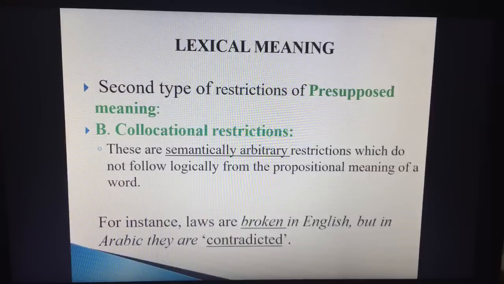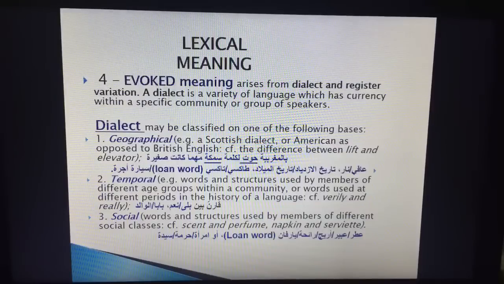There are also collocations, for example the word broken. When you say the laws are broken, of course you can't translate it as القوانين يتم كسرها, because in English they say broken, but in Arabic they don't. You say يتم مخالفتها, يتم نقضها, يتم اعتراض عليها, but you cannot say كسرها, كسر القانون.